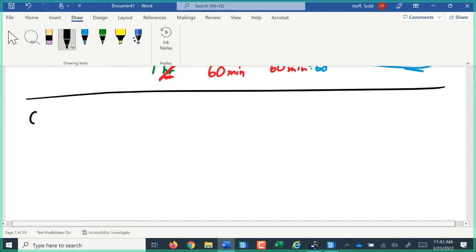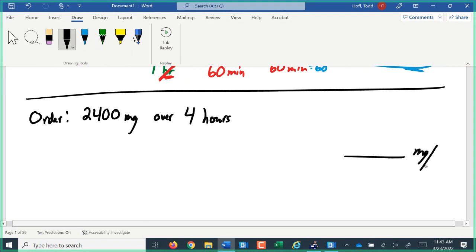So we might have an order, 2,400 milligrams per 4 hours. And let's express that in milligrams per minute. So we just start off with that order, 2,400 milligrams. And again, since we're given a time, that becomes our second number in our rate, or bottom number of our fraction, if you will. So 2,400 milligrams over 4 hours.